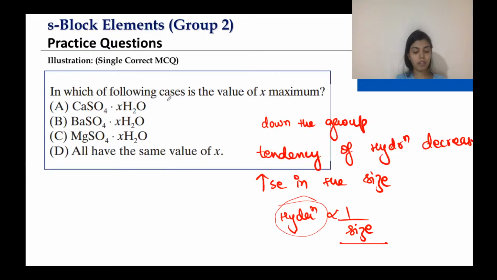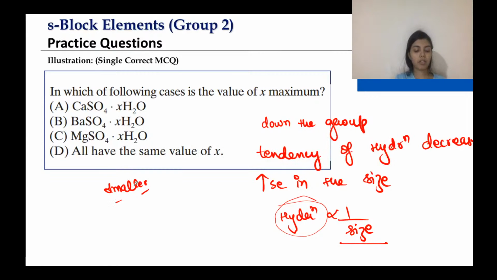Anyone with the answer? I have given you the hint already. What should be the answer? The one that is having the smaller size amongst.